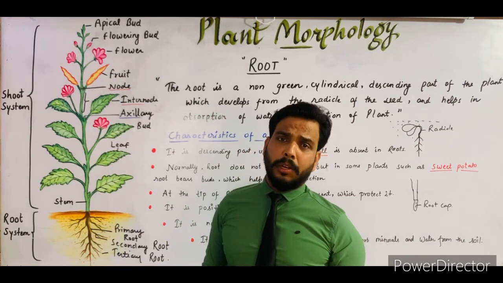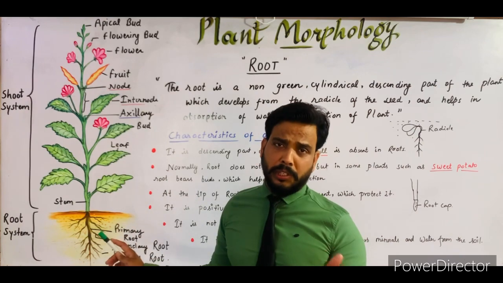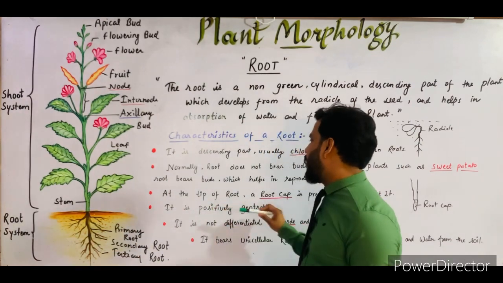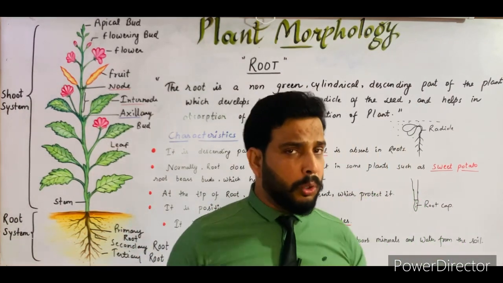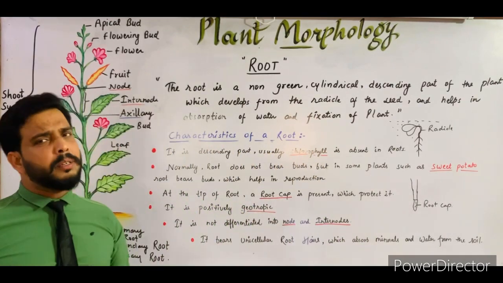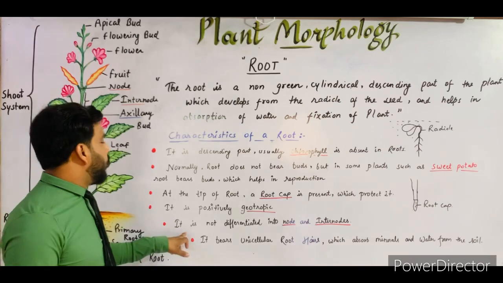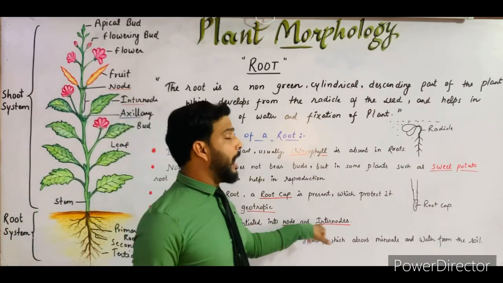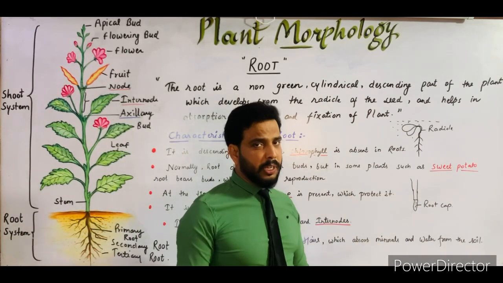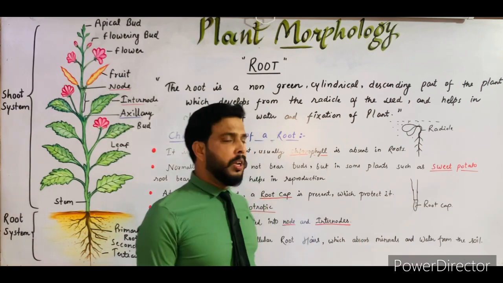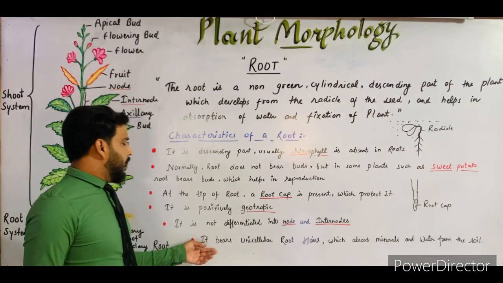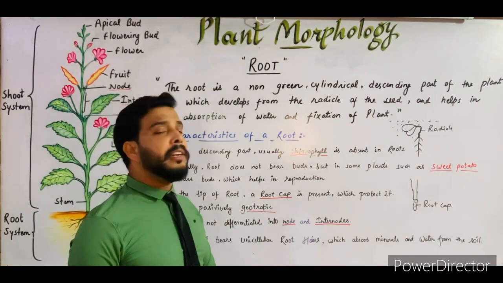So node and internode are present on the stem generally, and they are absent on the roots. In some cases they may be present, but in most cases nodes and internodes are absent on roots. So it is not differentiated into node and internode. Now you know the meaning of node and internode. Now the last point is, the root bears unicellular hairs.